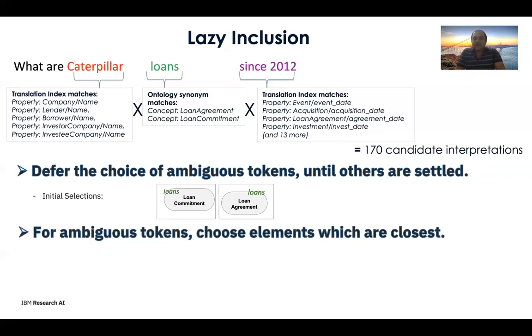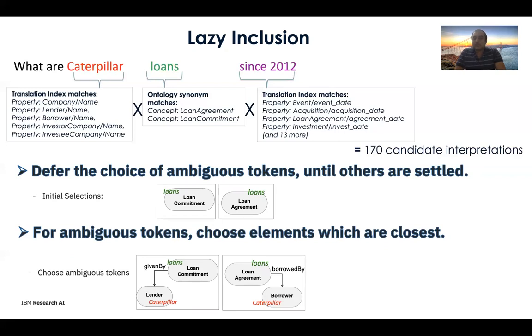Now, after that, our idea is for ambiguous tokens, we try to select the closest matches to where the non-ambiguous tokens have settled. So for loans, the 2 possible choices are lender, because that is closest to loan commitment, or borrower, which is closest to loan agreement. And in this way, the token caterpillar prunes out the irrelevant choices and settles down to the choice which gives the most compact size. Same thing happens for the time token as well.